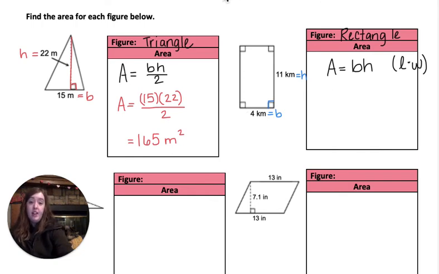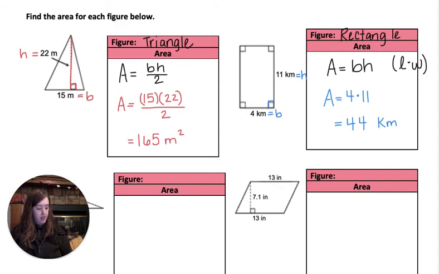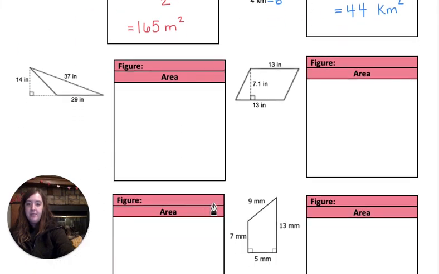Either way, to find the area of this rectangle, we're going to take base times height, 4 times 11. And 4 times 11 is 44. And that'll be kilometers squared, or square kilometers. Okay, let's look at this next one.